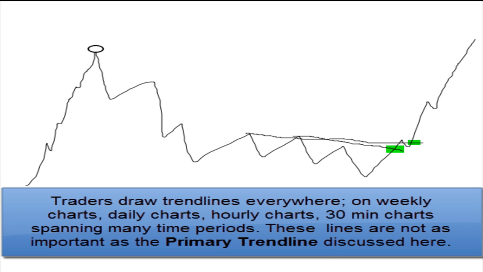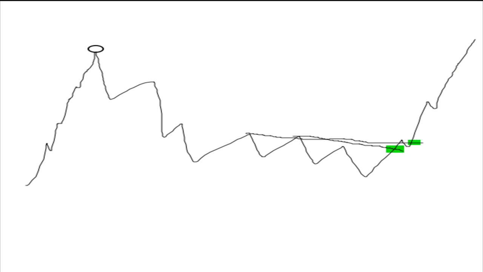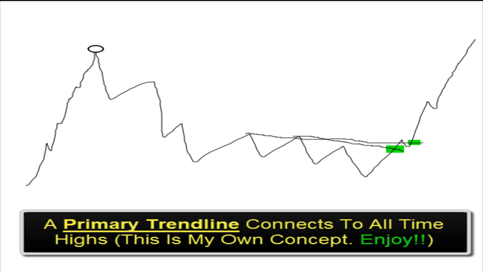Anybody can draw a trend line, but the idea here is to try and understand what primary trend lines are. Primary trend lines are the most powerful trend lines, and by a primary trend line I mean a trend line that connects to the all-time high. So a primary trend line is going to be one that connects to an all-time high on the chart. So in this particular instance, when the stock was breaking out of this range here, that was a primary line. This line was primary because it connects to the all-time high.